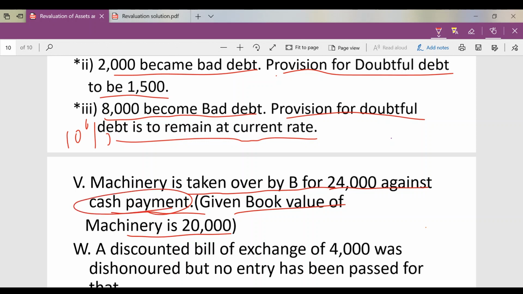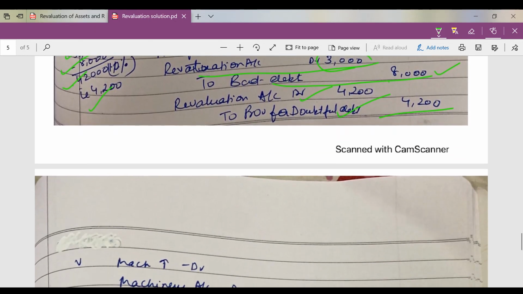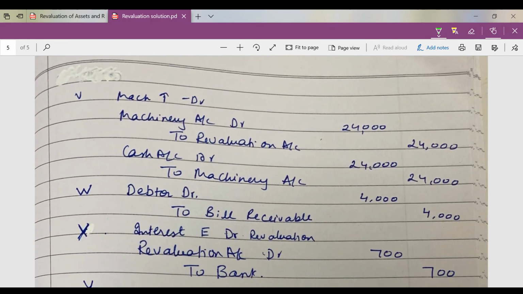Remember, cash is the cashier. Whether B takes it, C takes it or XYZ takes it, for you, you are getting money. And he's taking it for 24. There's a profit of 4,000. You have to increase the value of the asset first. So for that, the entry would be where you're increasing revaluation account debit only with the profit here, not 24 because 20 is already there. That will be 4,000. And then when the money is received by selling it, the entry would be cash account debit to machinery account with 24,000, the value at which you had sold it.